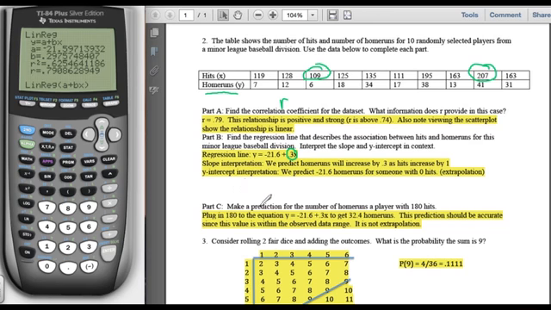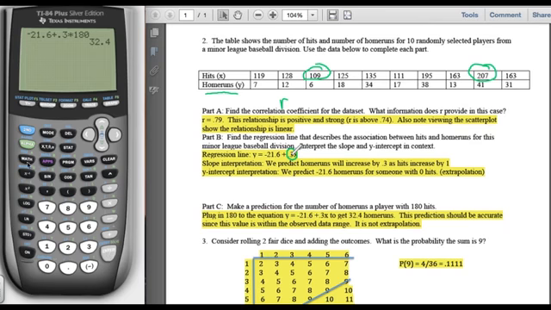Final part here, make a prediction for the number of home runs for a player with 180 hits. I would just plug 180 into my linear regression equation. My calculator can say negative 21.6 plus 0.3 times 180. Our result is 32.4 home runs. Should be fairly accurate. If you have 180 hits, you should have around 32 home runs. It's not a guarantee, but it should be fairly accurate. It's not an extrapolation.